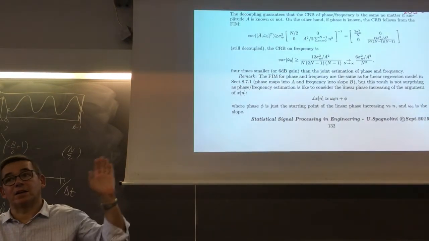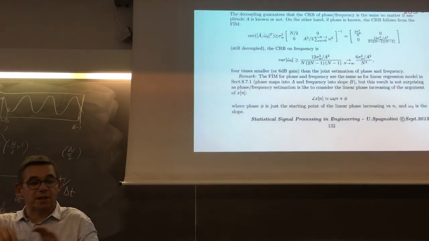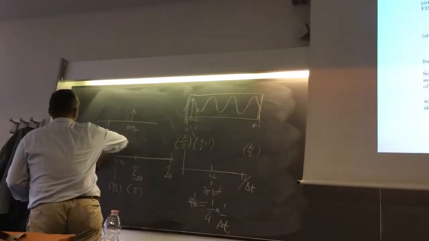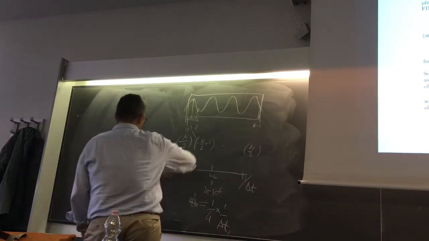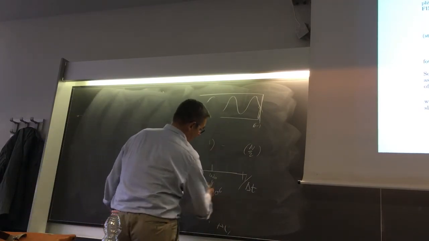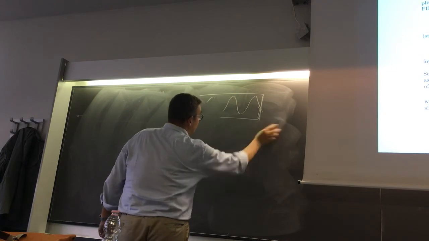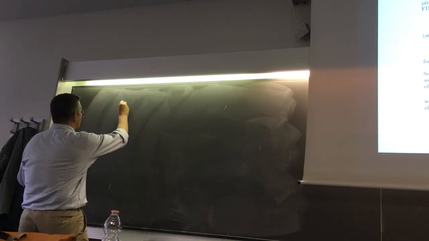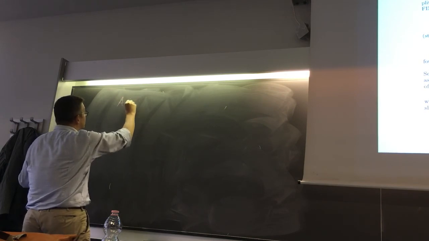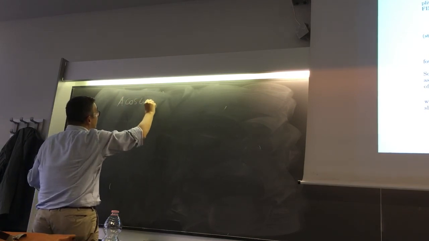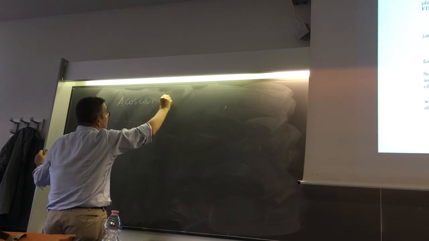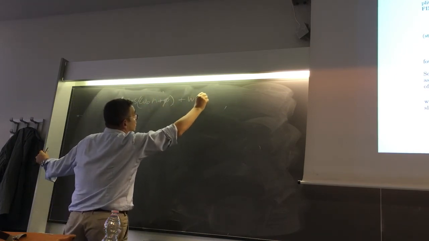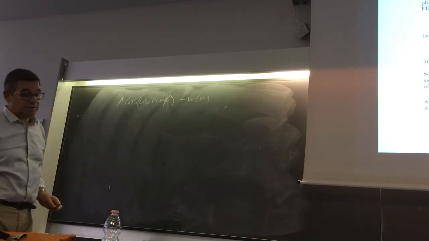When I make a linear regression, I have a set of points, and then I can make a linear regression. But when I look at the estimation of the frequency of the sinusoid, and looking at the model, it is cosine of omega 0 n plus phi, right? And then I have plus noise.